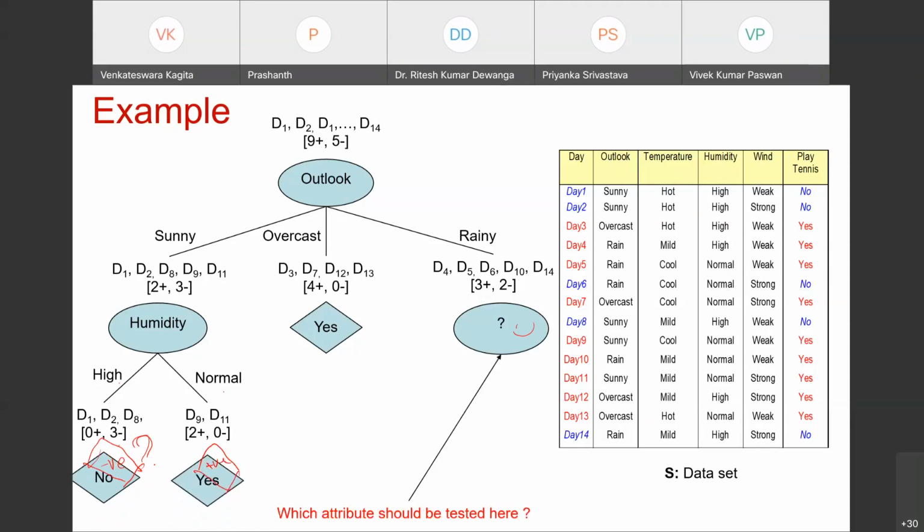Right. So which attribute should we test here is again the same procedure. The only thing that you need to ensure is that the attribute is not repeated in that path. For example, Outlook is already there in that path. You need not test Outlook again. So check for the rest of the attributes: temperature, humidity, and wind.